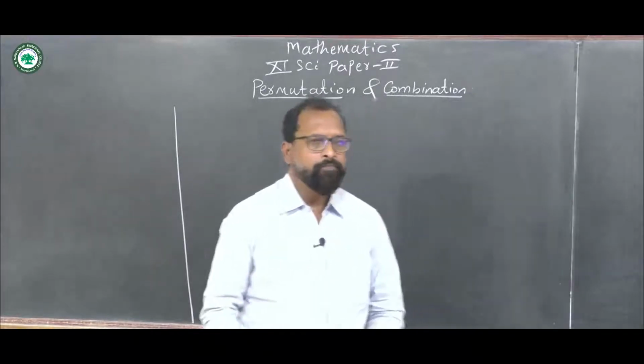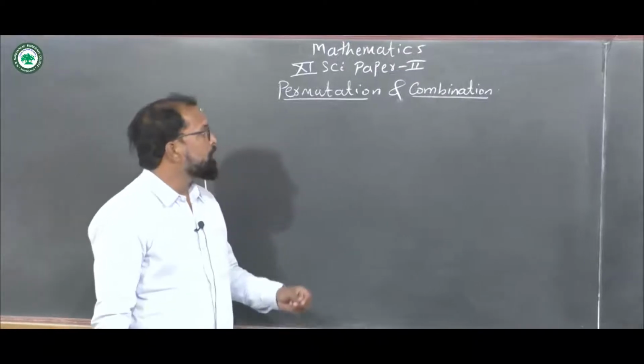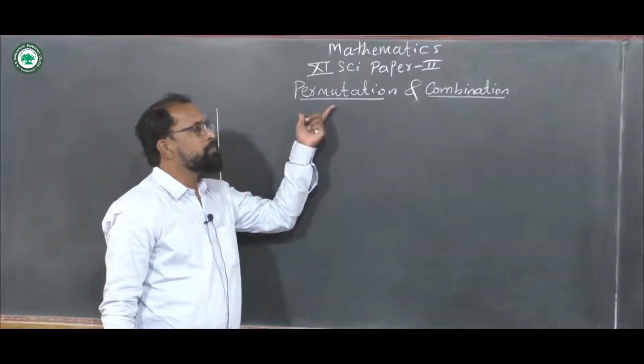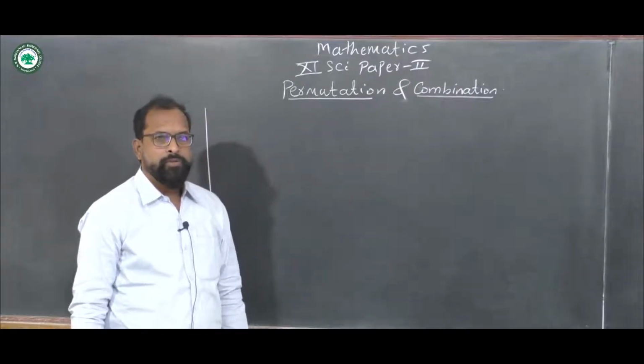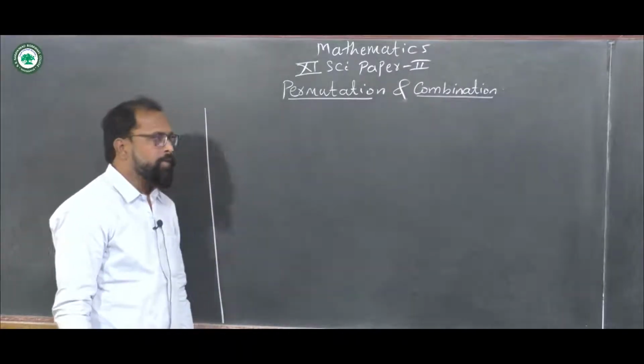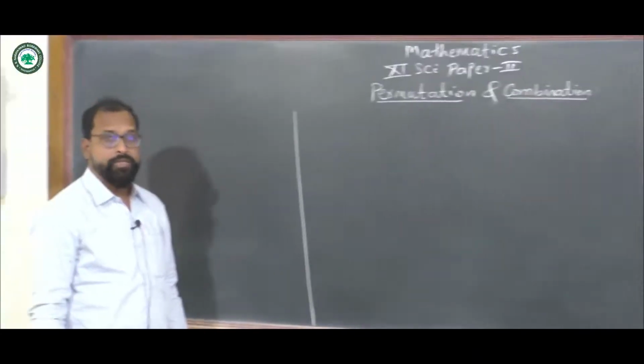In today's lecture, we continue our chapter from 11th Science paper 2, that is permutation and combination. Now, in this chapter, today we see the combination when all objects are not distinct.